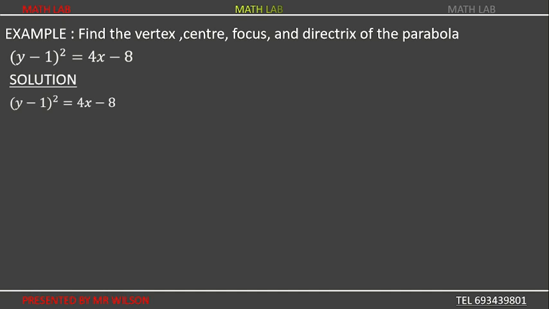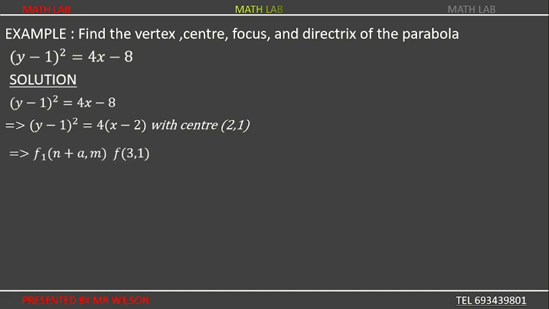Okay, so first of all, we rearrange this equation to look like the general form that we know. We factor out 4, and you get x minus 2 in the bracket. So this is an equation of a parabola with center 2 and 1. Center or vertex, they are the same. For a parabola, the center and the vertex are the same.